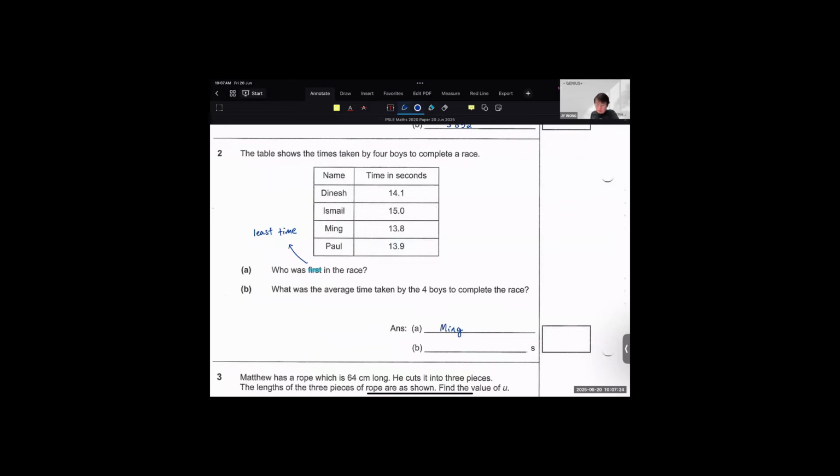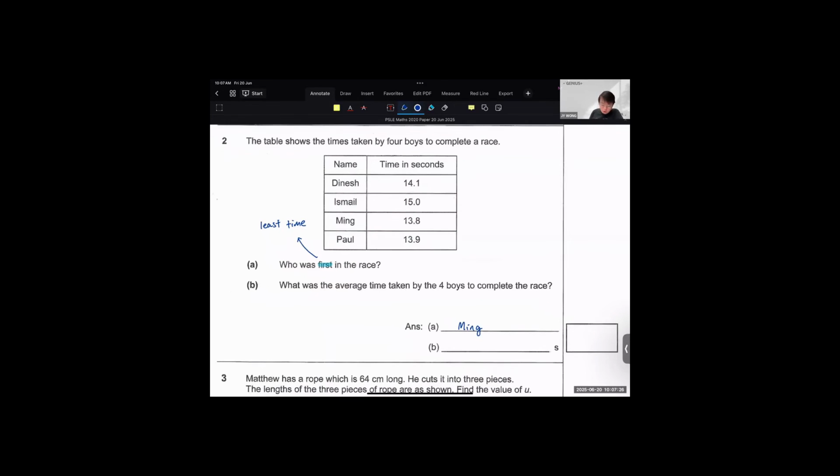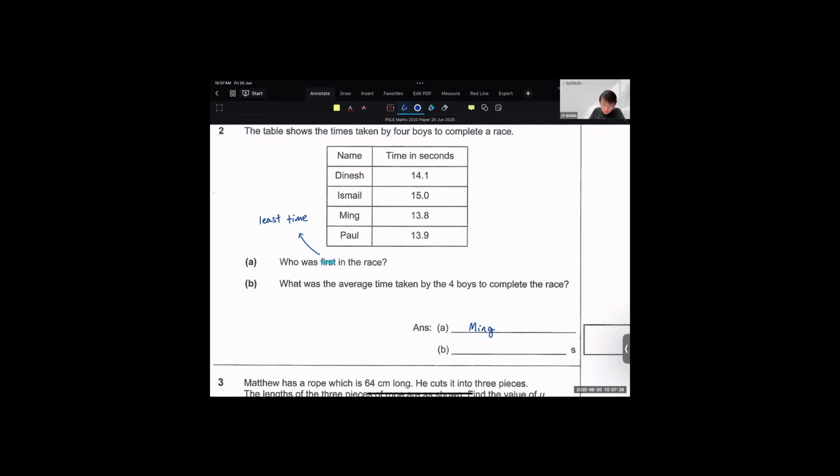What was the average time taken by the 4 boys? This is a paper 2 question. So to find your average time, you can just take 14.1 plus 15.0 plus 13.8 plus 13.9. Then the whole thing you just divide by 4. And you should press it as such into your calculator. If you press it as such in your calculator, you should get 14.2.